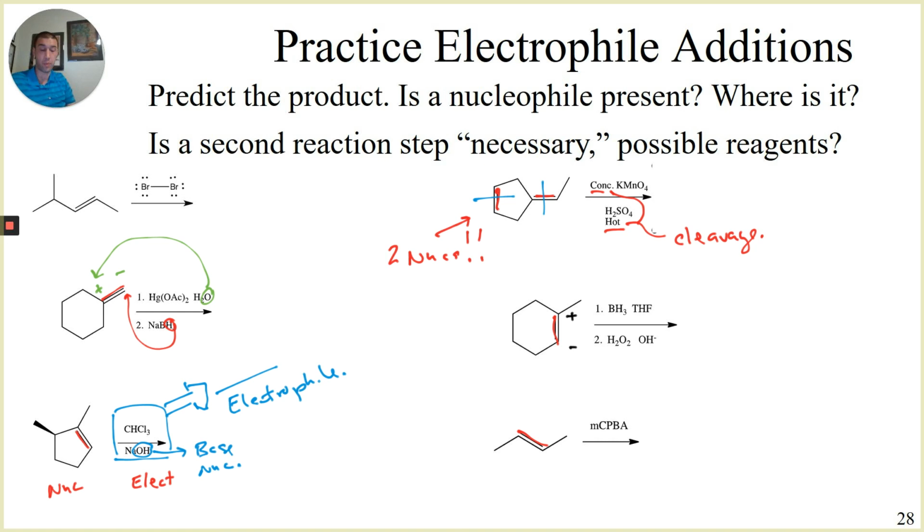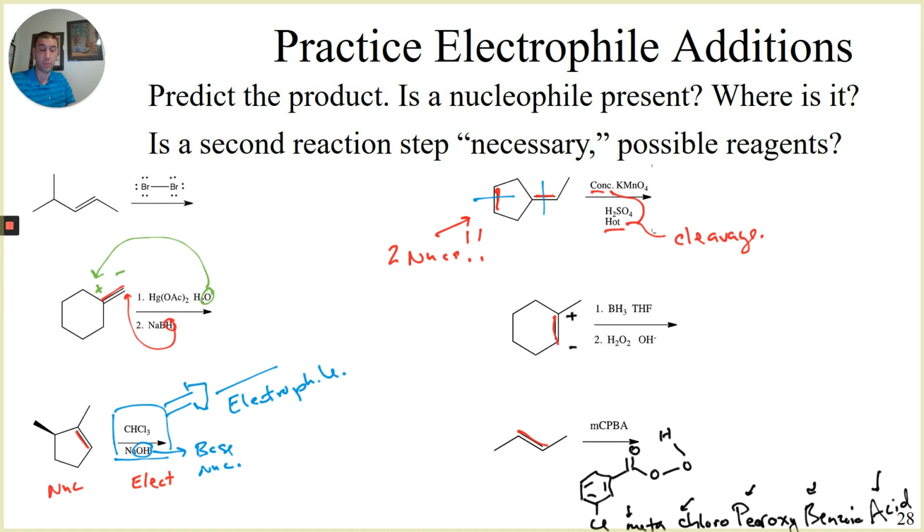Last one with the MCPBA, because I was mean and didn't give you the structure for the MCPBA in the past, let's go ahead and give it to you now. There's our MCPBA. This is meta-chloroperoxybenzoic acid. A, B, P, C, M. Okay. So there are all those pieces.